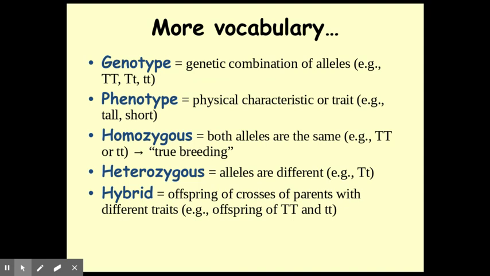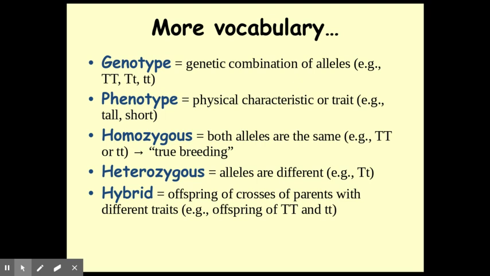So, more vocabulary. Genotype is your genetic combination. Those will always be written in letters like big T, big T, big T, little t, or little t, little t. Your phenotype is the description of physical characteristics or traits, so they'll always be written with words like tall, short, pink, purple. Those would all be your phenotypes.